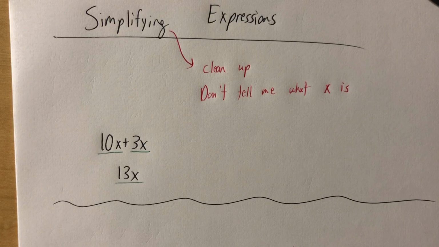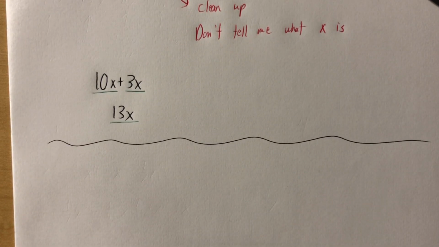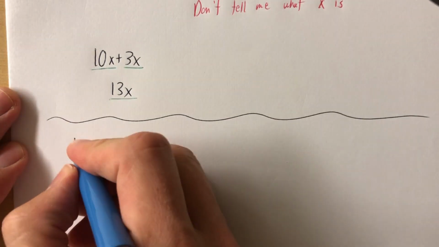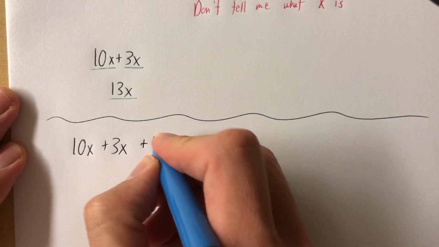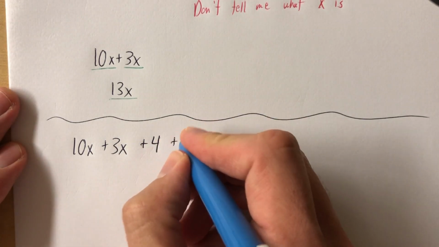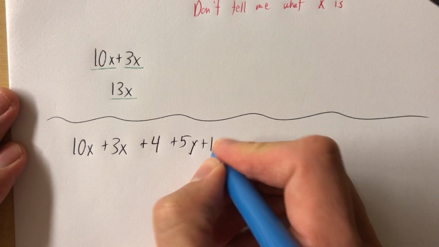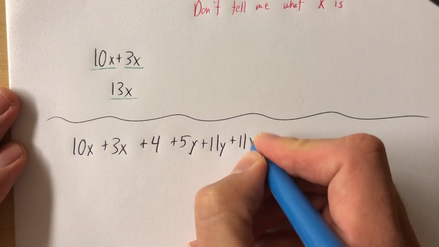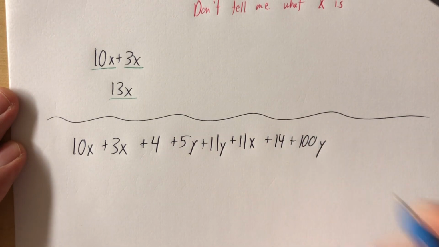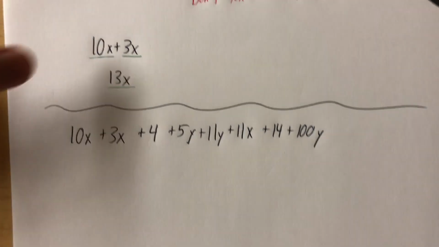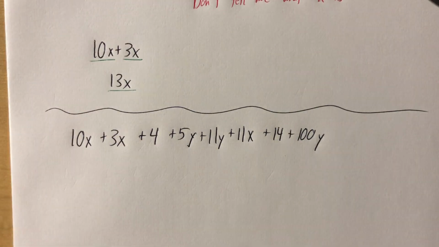So what I need to do is start identifying what like terms are and which ones are unlike terms. So let's jump to a different example that has some different stuff in it. And I'm just going to go ahead and throw the whole thing at you, and it's going to look a little overwhelming. So let's start with 10x plus 3x. We already know what that is. Plus 4, no x on that one. Plus 5y. Plus 11y, whoa, slow down, that's too much. Plus 11x, plus 14, plus 100y. Whoa, okay, that's a lot. Now, I went from super easy to what looks like super hard, but it's really not that hard. So let's just jump in and start identifying like terms.